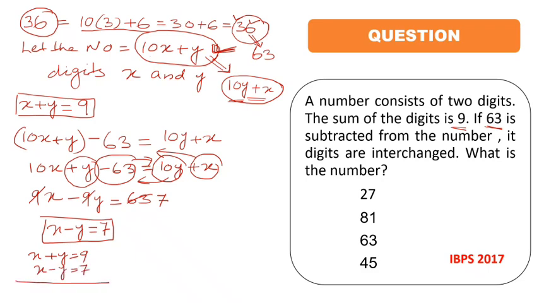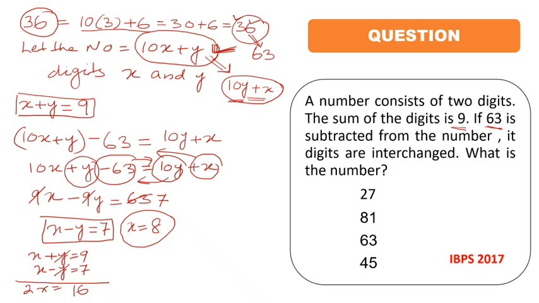If I add both, I get 2x is equal to, I can cancel this y and this y, 9 plus 7, which is 16. So x is equal to 16 by 2, which is equal to 8. So I got the value of x, 8. Now directly you can write the answer from here. There is only one option which starts with 8. So 81 is the answer. But still, let us find out the value of y also.